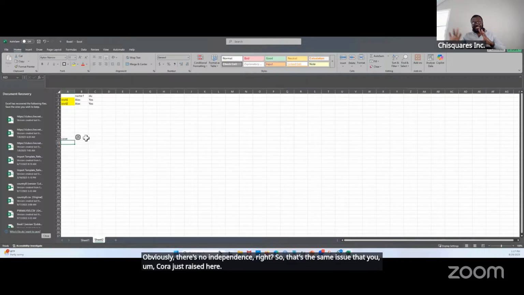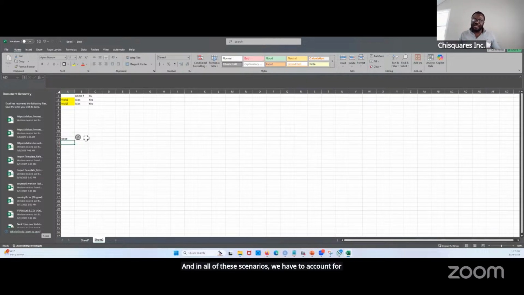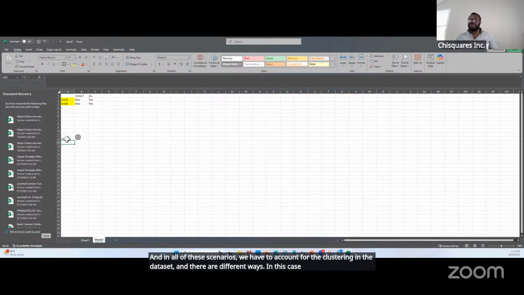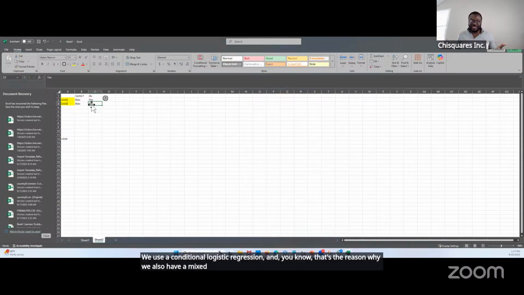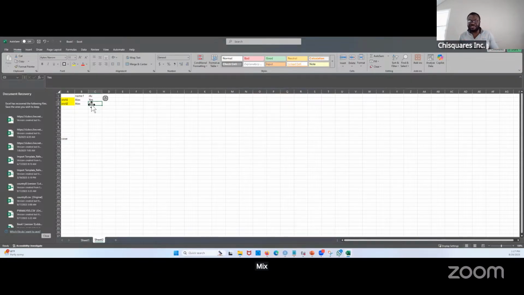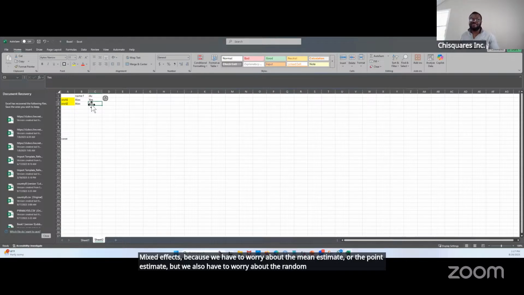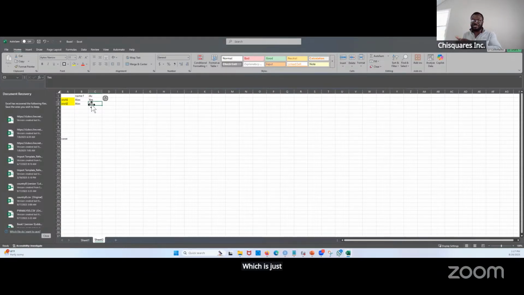And in all of these scenarios, we have to account for the clustering in the data set, and there are different ways. In this case, for example, we use a conditional logistic regression, and that's the reason why we also have a mixed effect model. Mixed effect because we have to worry about the mean estimates or the point estimates, but also have to worry about the random effect, which is just the source of correlation, right?